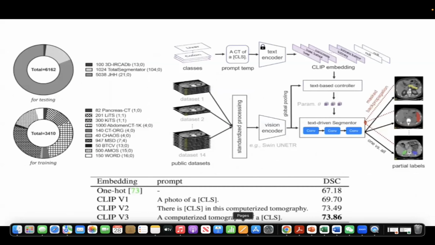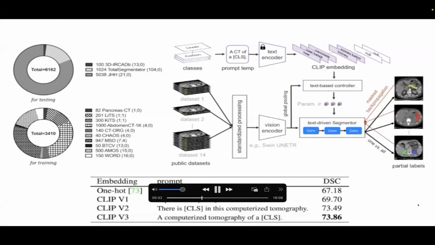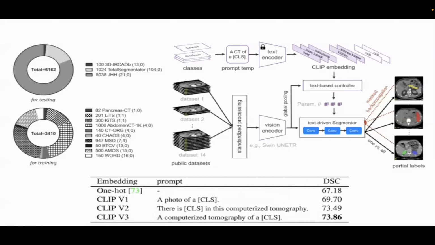So within the proposed framework, there are two main branches, the text branch and the vision branch. The text branch is going to generate CLIP embeddings for each organ and tumor, utilizing these medical prompts. The prompt is quite important in the actual performance of the model. If we take a look at Table 2 here, the Dice score starts to increase significantly, say if we describe it as a photo of a particular class versus a computerized tomography of a particular class. So it is worth noting that the prompt is going to be very important.